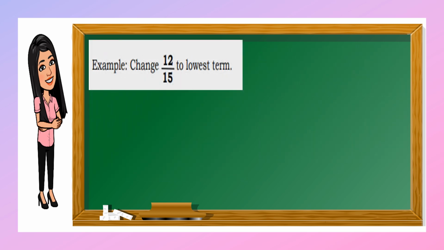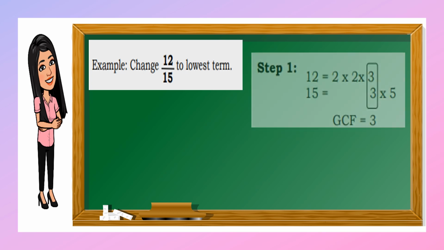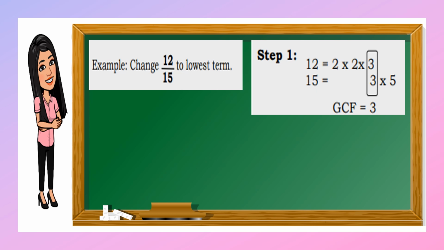Another example, change 12/15 to lowest term. So, kung ayaw nyong gumamit ng prime factor, pwede kayong mag-isip ng number. Ano ba yung GCF ni 12 and 15? Ano yung number na pwede natin gamitin para i-divide kay 12 at kay 15? So, ito lang yung paraan para hindi na lang kayo malito. Yung una ay pagkuha ng GCF. So, we have 3 is the GCF of 12 and 15. So, ganun din naman, kapag nag-isip kayo ng number na i-divide nyo kay 12 at 15, ang una nyong maiisip ay 3.